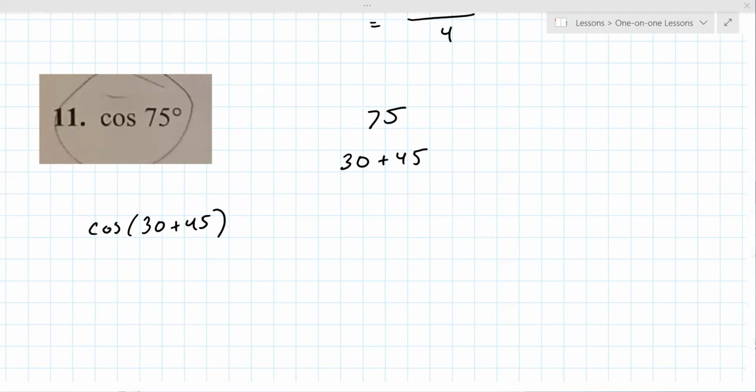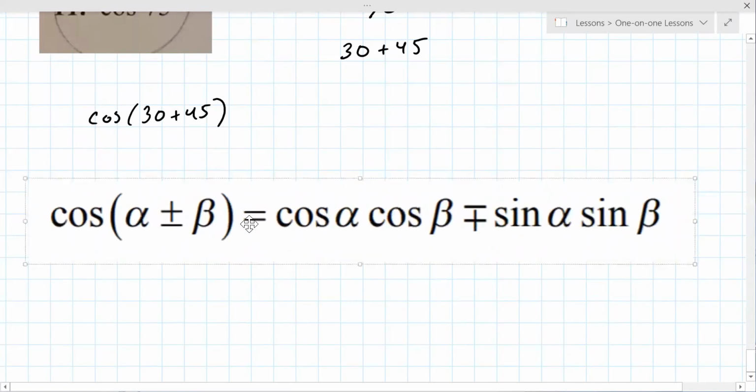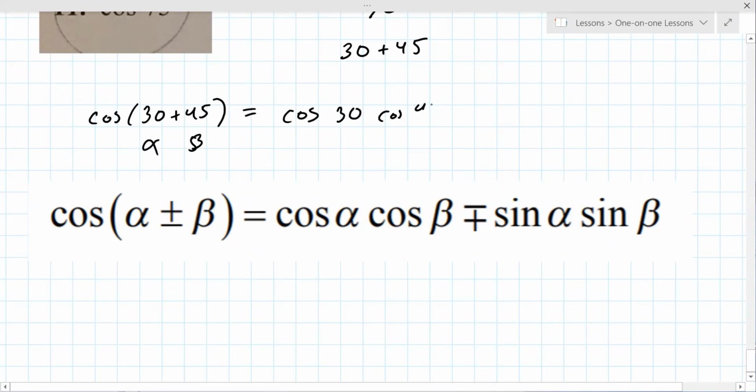If we're in a classroom, I would make you write this down because you would remember it. It's part of learning, part of being able to do this. So your alpha this time is 30, your beta is 45. So this is cosine of 30, cosine 45.